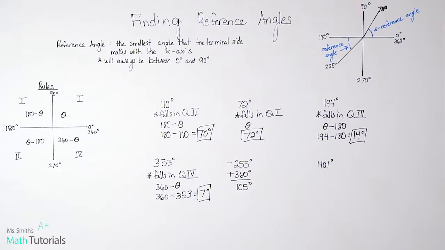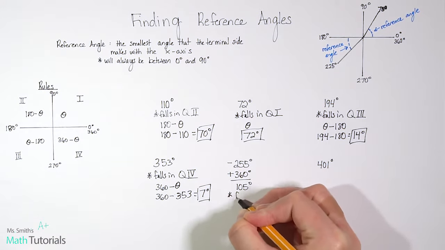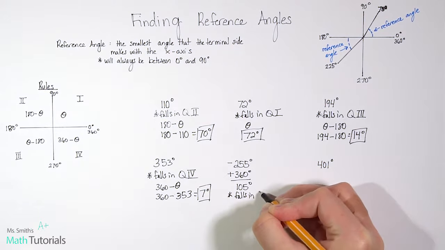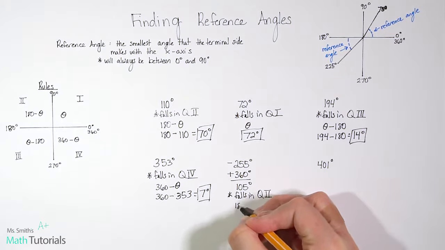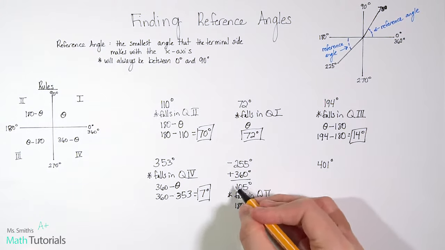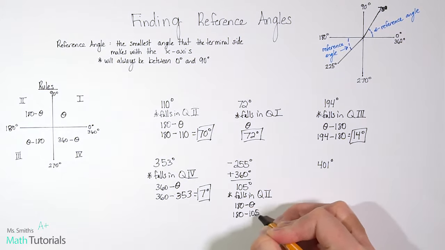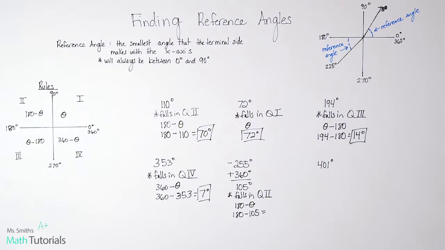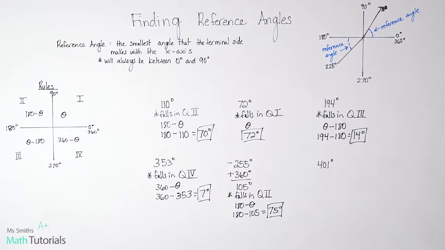So 105 degrees, well, that definitely now falls where we need it to. 105 would be just more than 90, so that'd be right here in our quadrant 2, so let's note that. 105 falls in quadrant 2, and the rule for quadrant 2 is 180 minus theta. So we're going to use that new angle, that coterminal angle. So 180 minus 105 is 75 degrees. So 75 degrees would be our reference angle.